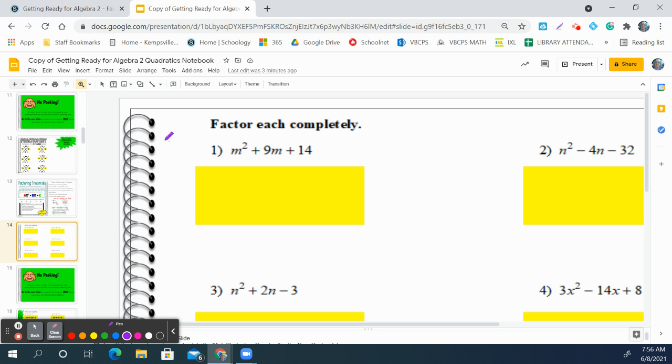But what's my A? A, we're just going to do 1. We're going to do that invisible 1 in front of it. And then the B is going to be 9, and the C is going to be 14. So in our X puzzle, we're going to do 1 times 14, and that's going to go to the top. And we're going to do 9, and that's going to go to the bottom. So what multiplies to 14 and adds up to 9?